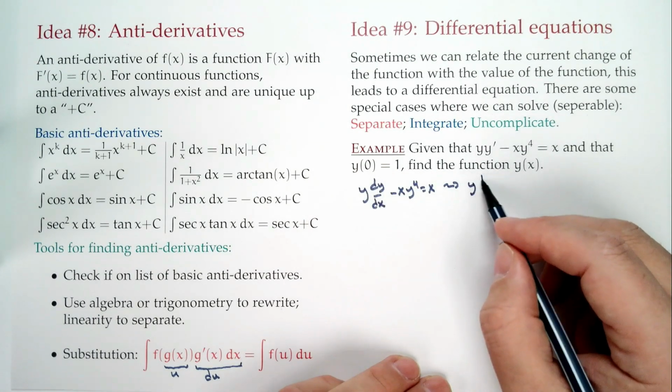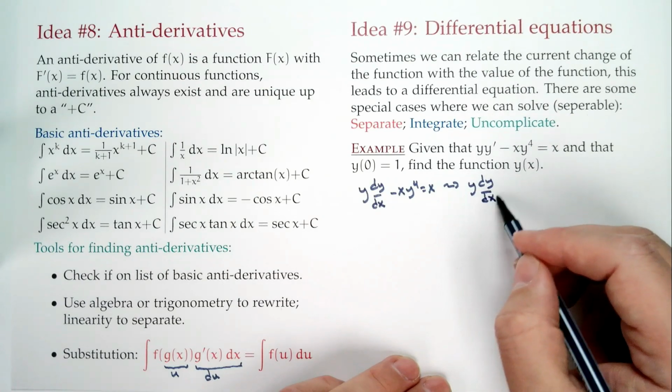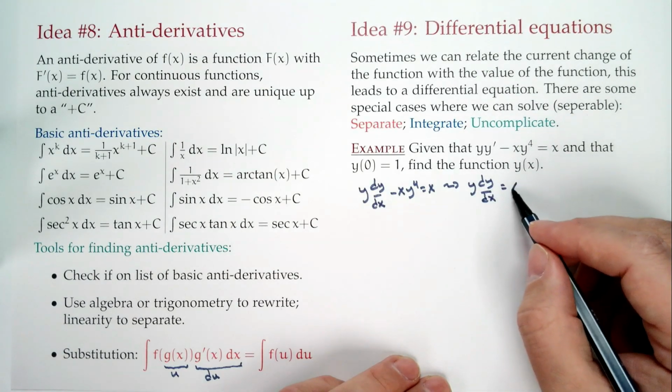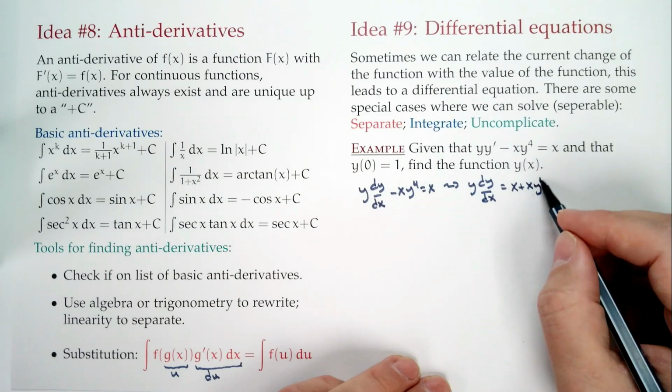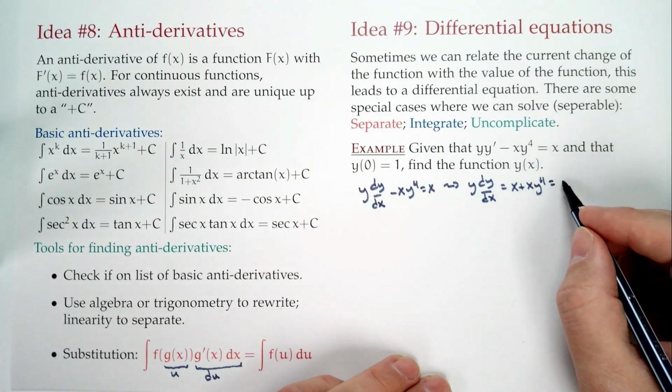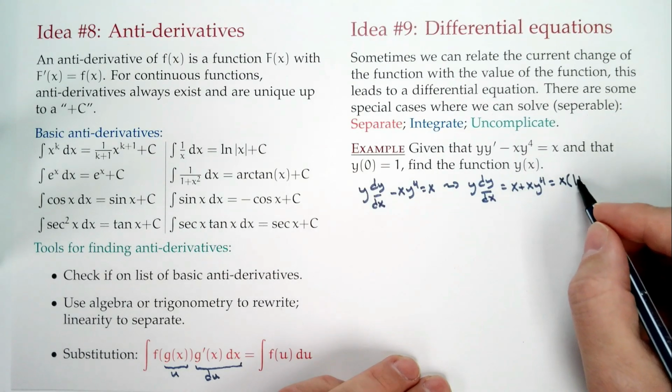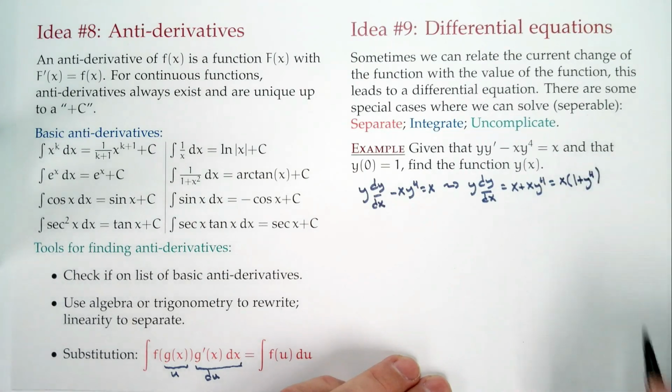So I'll have y dy dx is equal to x plus xy to the fourth, and now here's the nice thing. Pull out the x. 1 plus y to the fourth. Now when we're talking about separation, that says I want everything with a y on one side, everything with an x on the other side. So we're going to do a little bit of a cheat, and I know that I've said don't do this, but please bear with me and say, okay, he can do it, so can I.